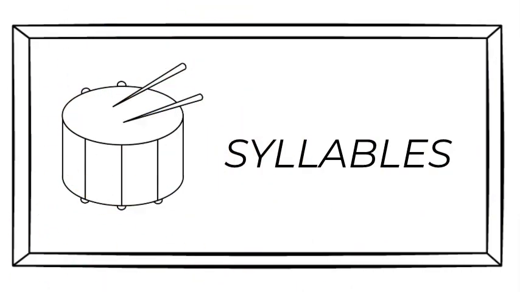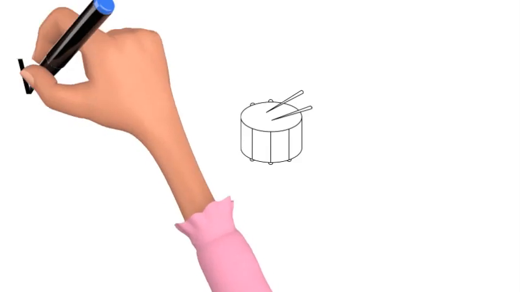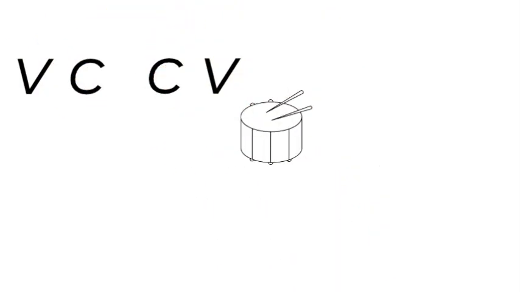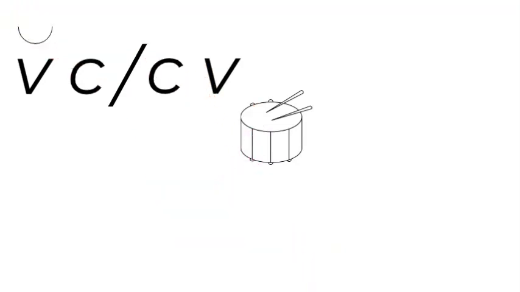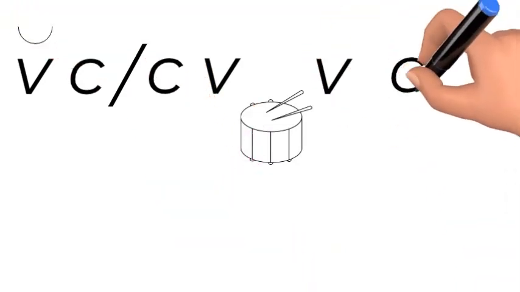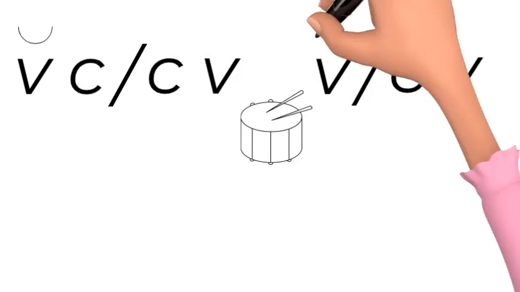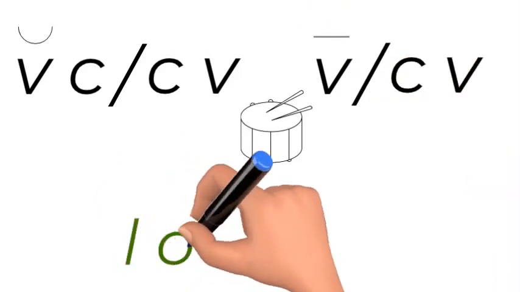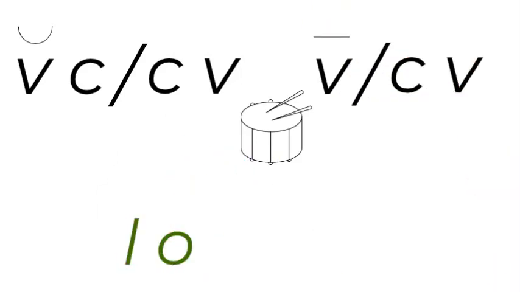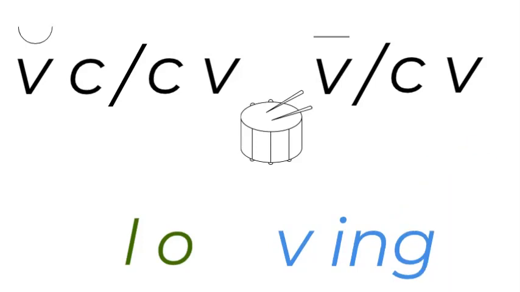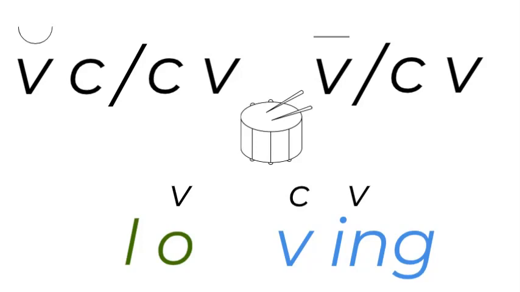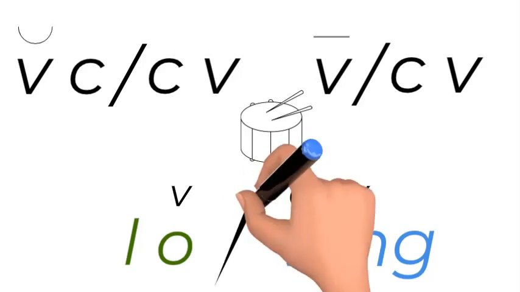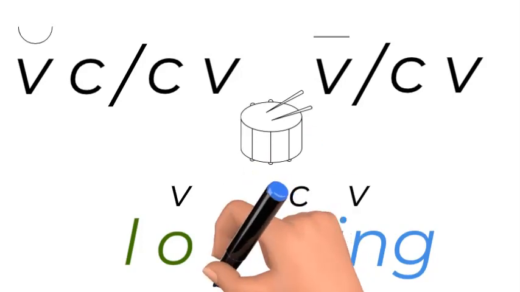It always helps to break longer words up. So you can look for syllable patterns, vowel, consonant, vowel, break it between the consonants. Or you could look for vowel, consonant, vowel. So let's see what we see in loving. We should be able to see one of these patterns. There's vowel, consonant, vowel. So we break it up after the O. Loving or loving.